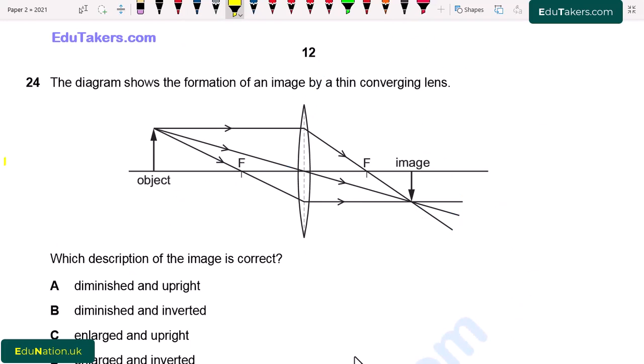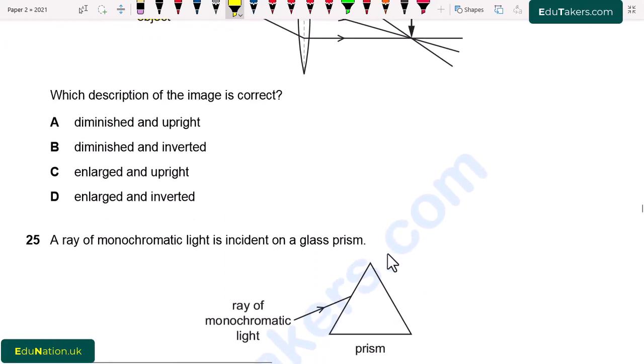Question number 24. The diagram shows the formation of an image by a thin converging lens. So here is a diagram which shows the formation of the image by the converging lens. The object is placed on the left side of the lens while the image is placed on the right side of the lens. There are 2 points which are labeled with F. These are focus points. Which description of the image is correct? A. Diminished and upright. B. Diminished and inverted. C. Enlarged and upright. D. Enlarged and inverted.